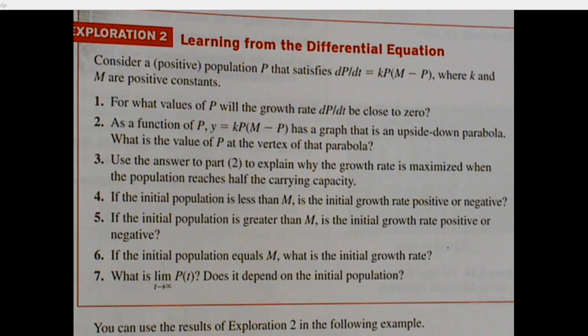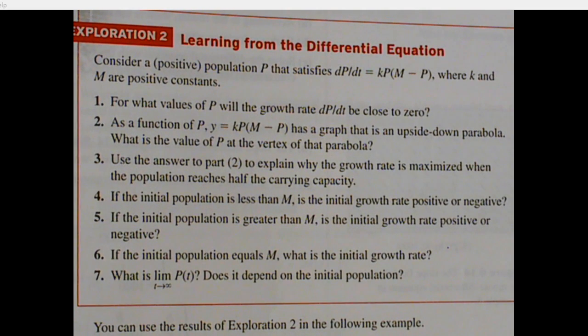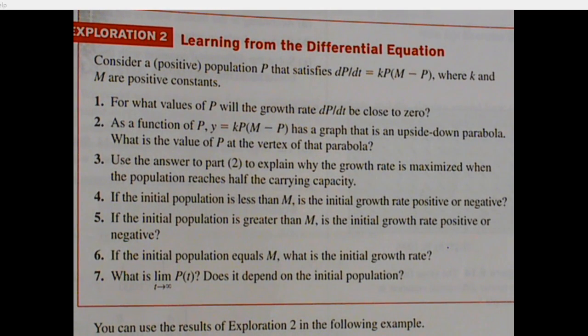Now, all of the questions that we will answer here are going to help you out. As far as I've seen on the AP test, 9 times out of 10 that a logistic growth problem pops up, you can answer those logistic growth questions with the answers to these questions right here. So consider a positive population that satisfies dP/dt is equal to kP times the quantity of M minus P, where k and M are positive constants. For what values of P will the growth rate dP/dt be close to 0?